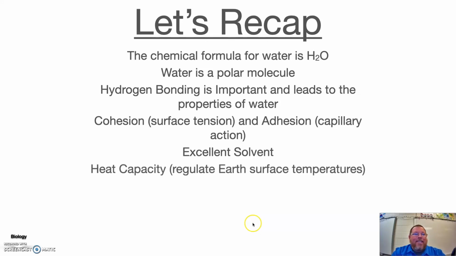Water has a high heat capacity. Remember, this helps in regulating Earth's surface temperatures. We talked about the ocean currents moving heat through the oceans. And then remember that water is going to be required for chemical reactions. We talked about dehydration synthesis and hydrolysis, which are 2 reaction types that we will also be speaking about in future lectures.